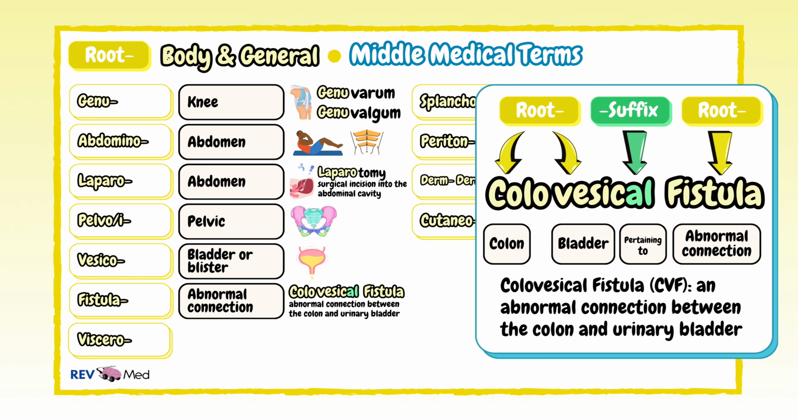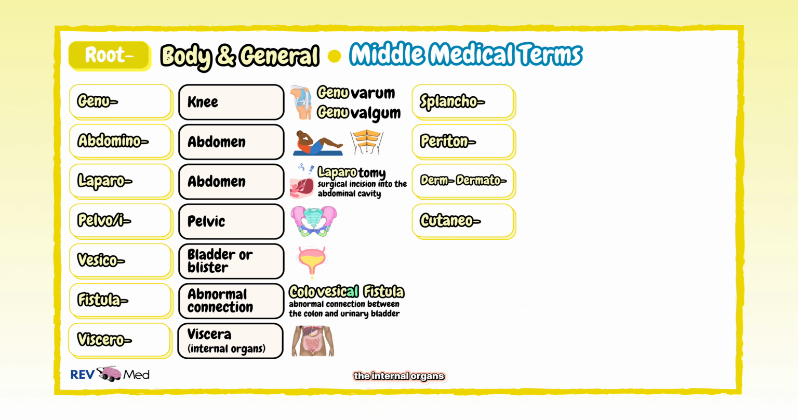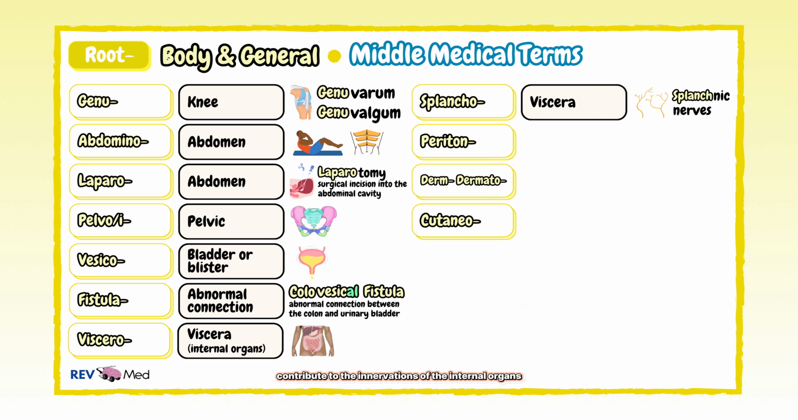Visceral is your viscera, the internal organs. Splanchnic refers to the viscera as well. Recall in anatomy, the splanchnic nerves are the ones that contribute to the innervations of the internal organs. Periton is for peritoneum, which is the membrane lining the cavity of your abdomen and covering those abdominal organs.